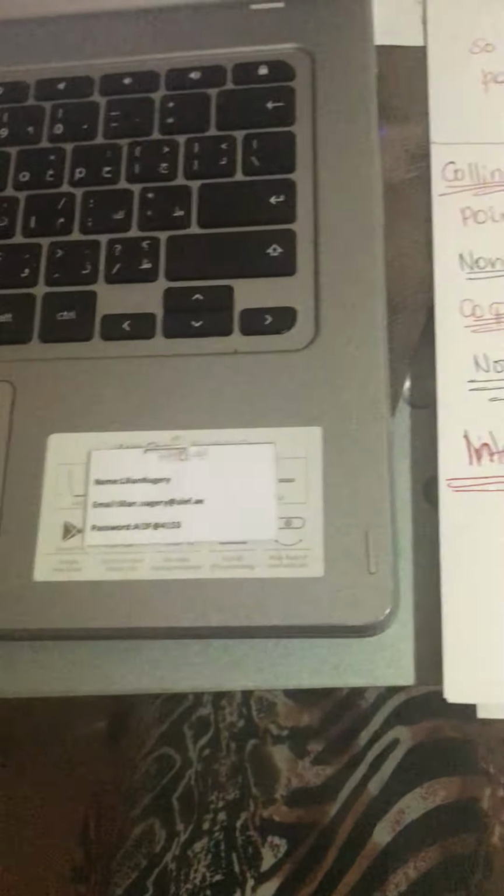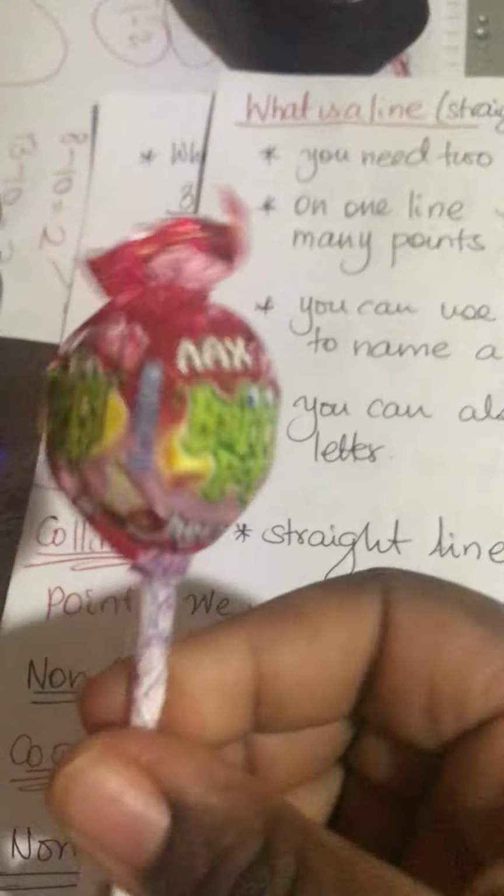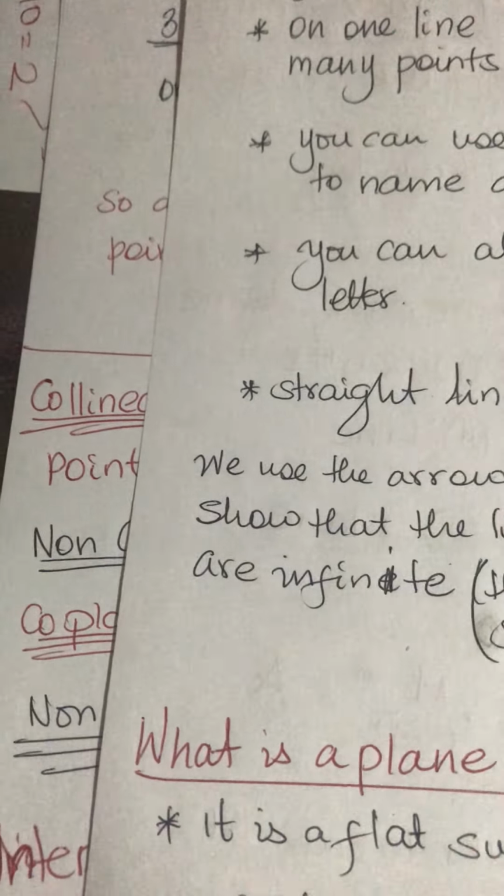The top of your book, this is a flat surface. It is a plane. The screen of your laptop is flat. Where your keyboard is flat. So that is a plane. On the lollipop, this is not a plane because it is not flat. It is curved. Okay? Alright.